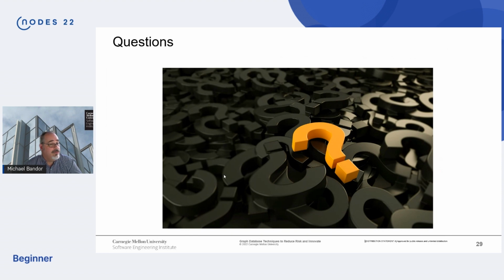I don't think we've got our moderator back yet. Let me try here. We talked about digital twins. We talked about the end of support date as a node versus a property.